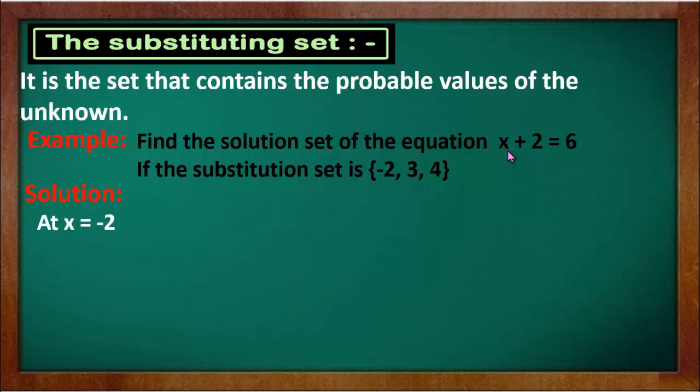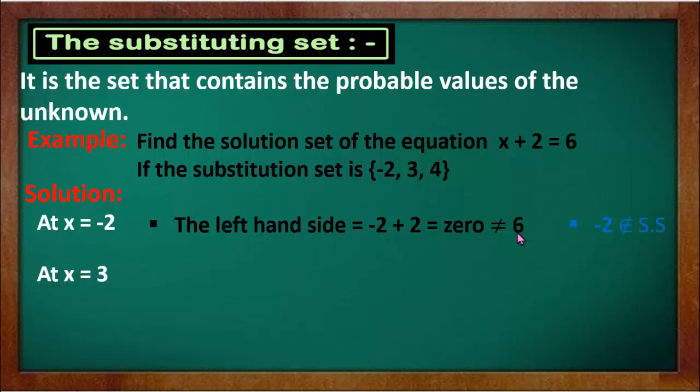At x equal to -2, the left-hand side of the equation, which is x plus 2, is going to be -2 plus 2, which is equal to 0. And surely, I know that 0 is not equal to 6. So now I know that -2 doesn't belong to my solution set. In other words, I can say that -2 is not the correct answer.